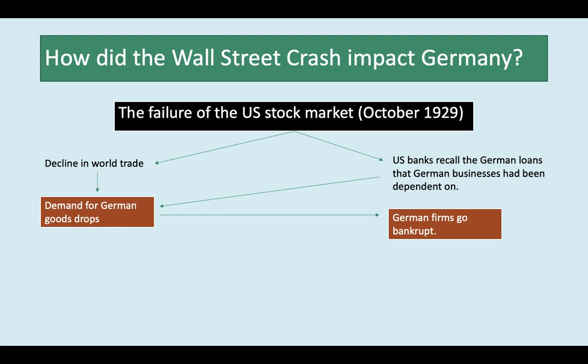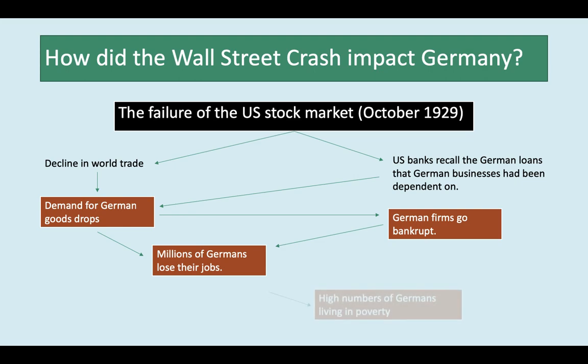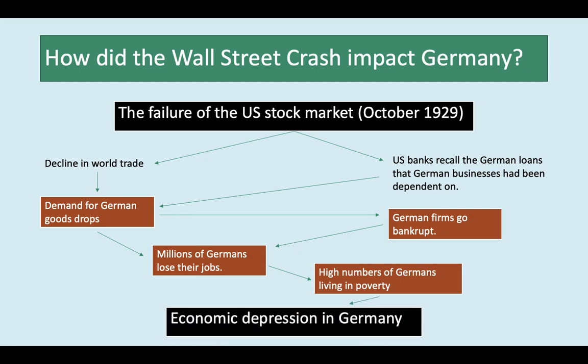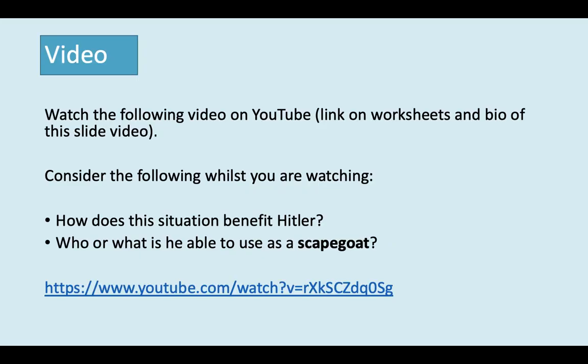Some companies just can't sustain themselves anymore, and they go under because they're just not profitable anymore. And both of these things mean that millions of Germans eventually lose their jobs. And that then naturally leads to high numbers of Germans living in poverty. And this is where the economic depression in Germany comes in. So we can see just how tied Germany was to the US economy.